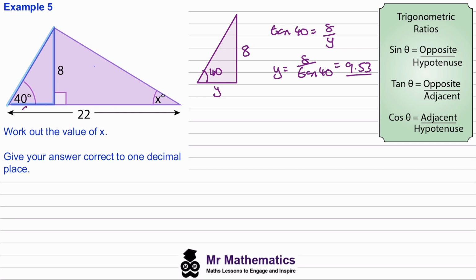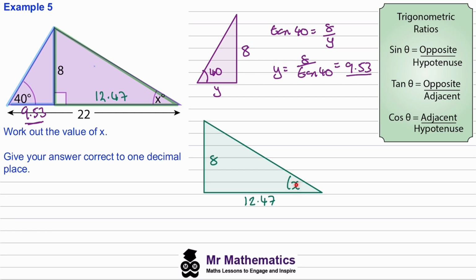If I label this on a diagram, that means we can now work out the base of this green triangle. This will be the 22 minus the 9.53. So 12.47. We can work out x because we've been given the opposite of 8 and we've just worked out the adjacent. So we're going to use tan. This will be the 8 over the 12.47. So x will be the arctan of that.